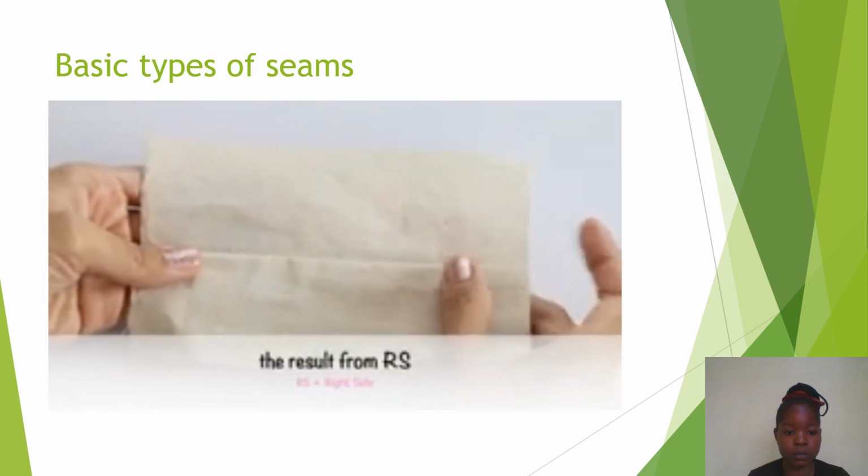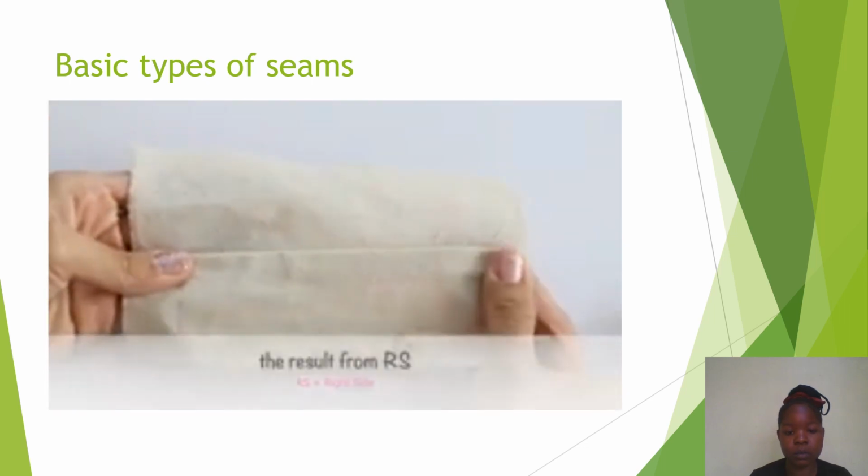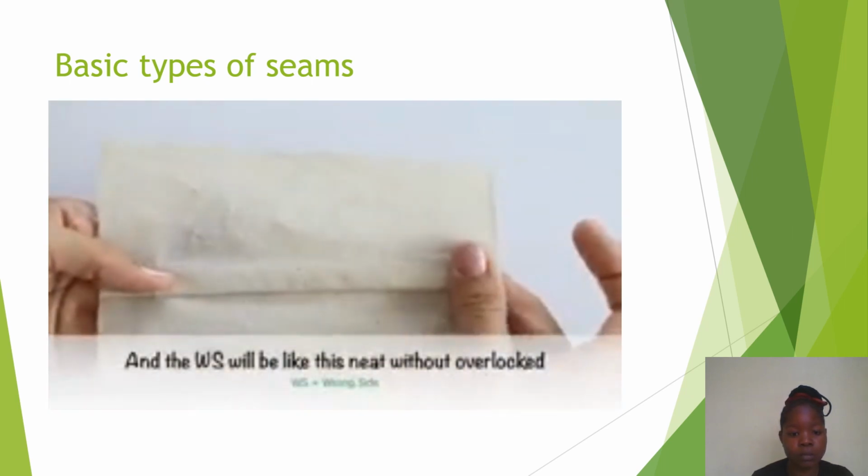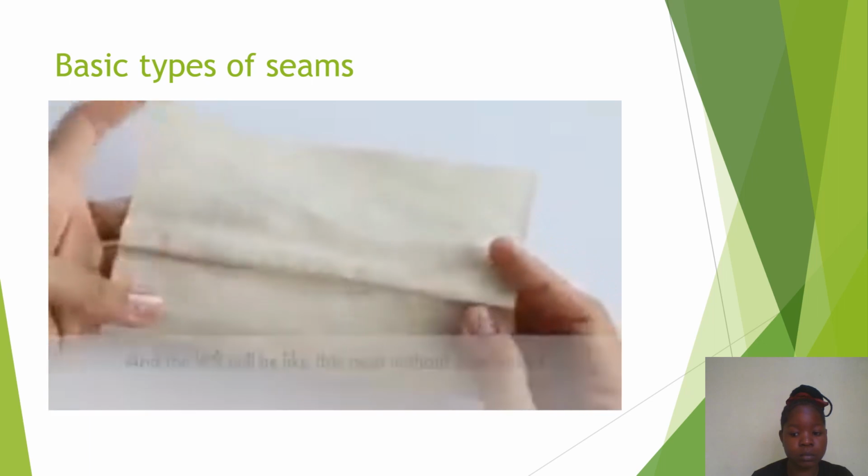The result from the right side just looks like a plain seam, and the wrong side will be like this, neat without overlock.